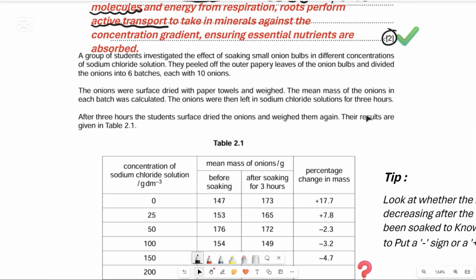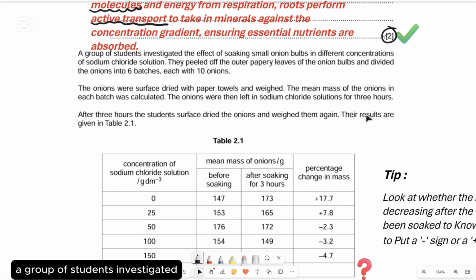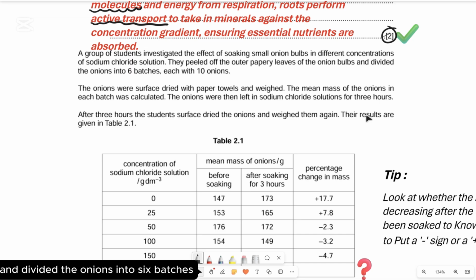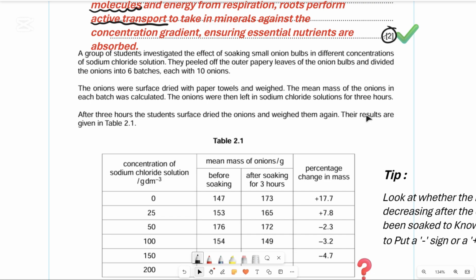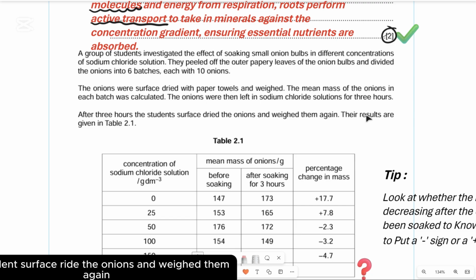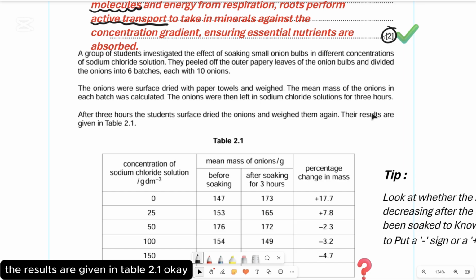So let's go on. A group of students investigated the effect of soaking small onion bulbs in different concentrations of sodium chloride solution. They peeled off the outer papery leaves of the onion bulbs and divided the onions into 6 batches, each with 10 onions. The onions were surface dried with paper towels and weighed. The mean mass of the onions in each batch was calculated, and the onions were left in sodium chloride solution for 3 hours. Then after 3 hours, the students surface dried the onions and weighed them again. The results are given in table 2.1.